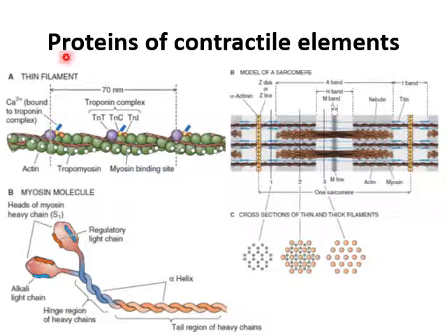Now let us see the proteins of contractile elements. First and foremost, the thin filament. The thin filament mainly consists of actin. Actin is about 7 nanometers in diameter and around 1 micron in length. This actin in vitro exists in two forms, the globular form and the F form, the G-actin form and the F-actin form. This G-actin form is a globular actin monomer, which has binding sites for 6 components.